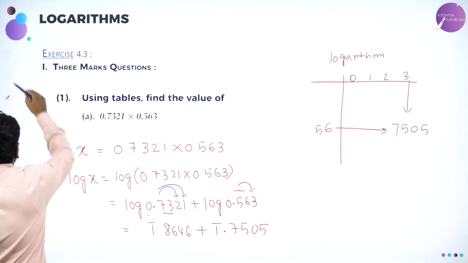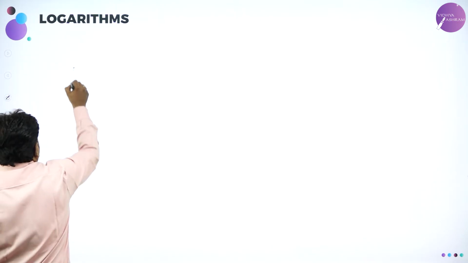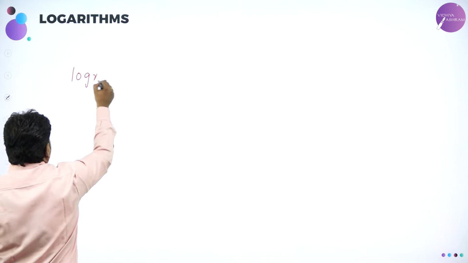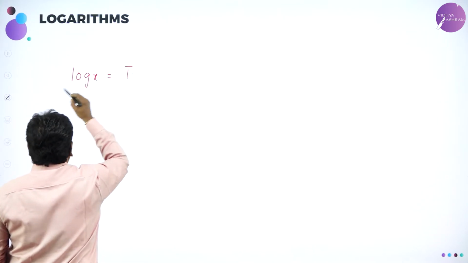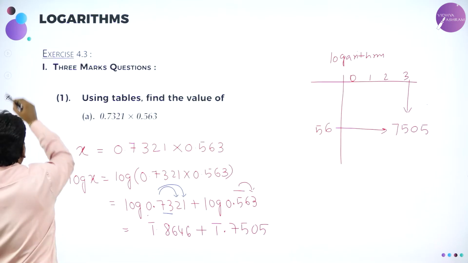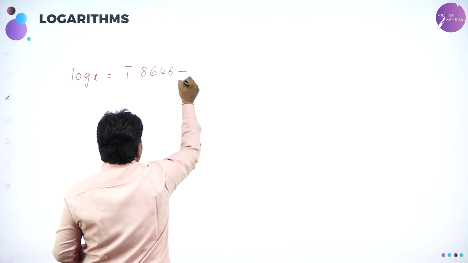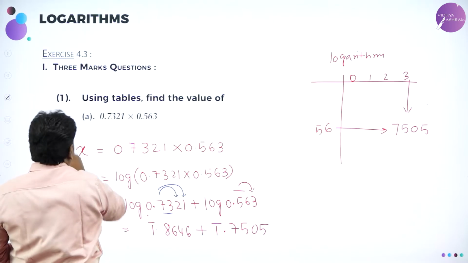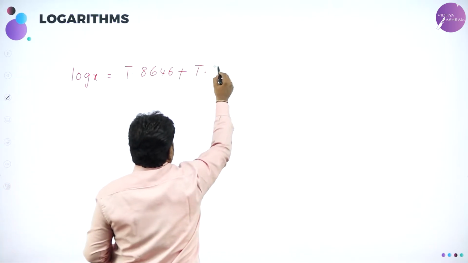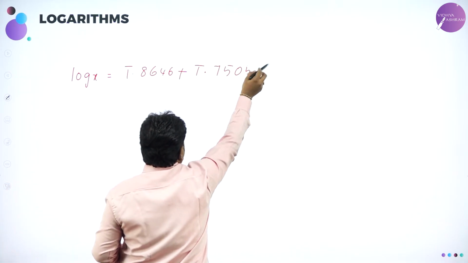Now, we have log x value. Log x is bar 1 point. Here you should concentrate. Bar 1.8646 plus bar 1.7505. 7505. This is the value we have.